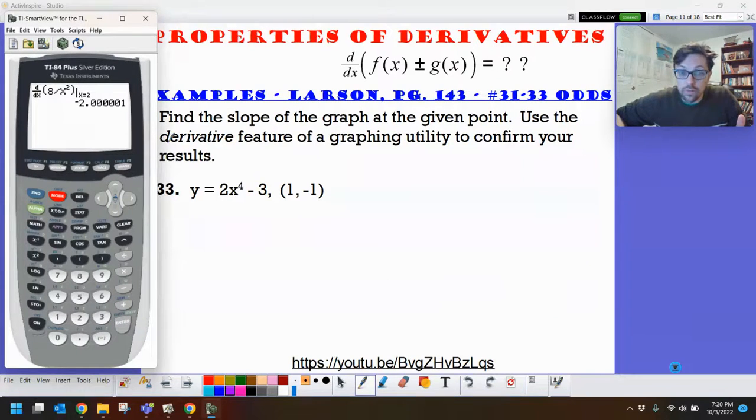Let's try this n-deriv feature one more time. I'm going to do it with a more complicated one with two things. What's going to happen if you've got two things being added together and you want to find the derivative? I bet it's complicated. No, it's not.